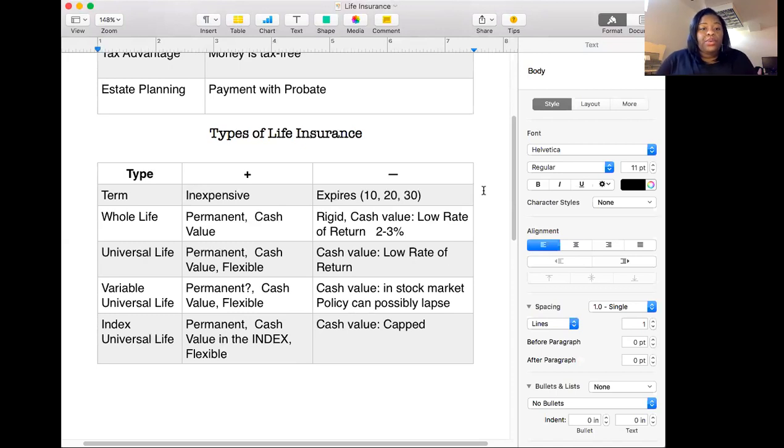So then what they created was the universal life, which is permanent, which is good, has cash value, which is also good, and it's flexible. So it gives you the ability to say, if it costs $100, I can put $150, and then the extra $50 can go into the cash value to grow more. So it had the flexibility. Oh, I'm in a financial hardship. Oh, I need to move my money down to $50. It would have that ability to flex the premium. But the cash value still has a low rate of return, 2 to 3%.